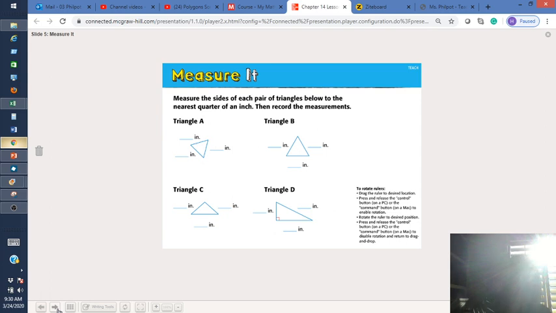Okay, so I'm going to fill in the measurements for us. Each of these triangle sides are 1 inch. Each of these triangle sides are 1 1/4 inch. Now, triangles aren't always going to have the same sides, right? If they have all of the same sides, that's great, but it's not always going to happen.